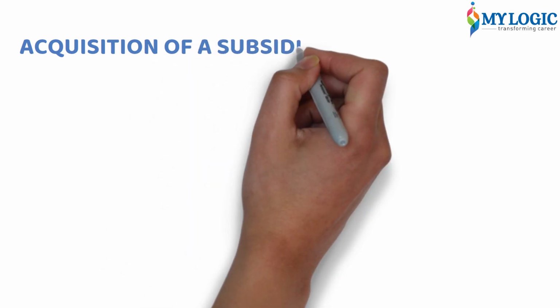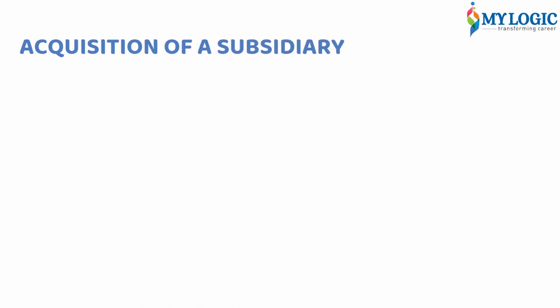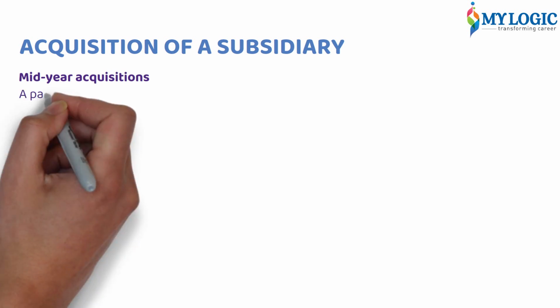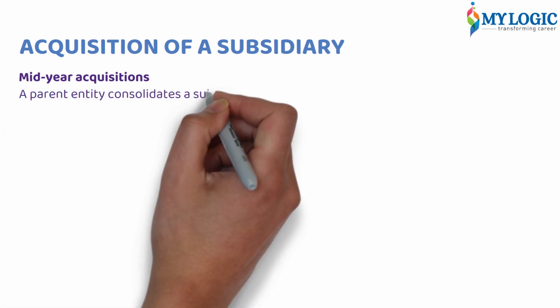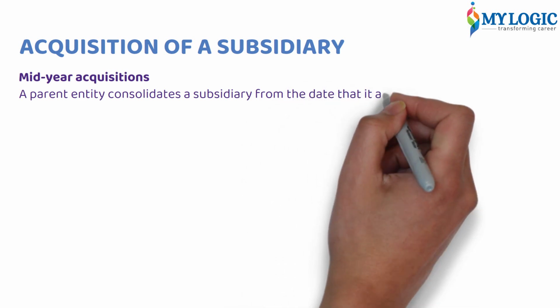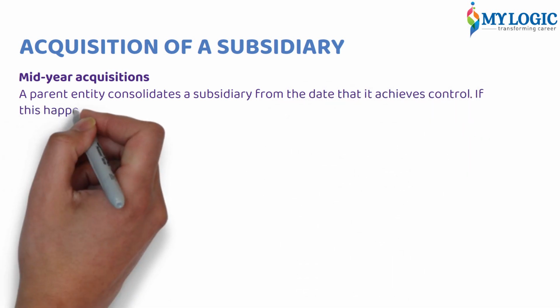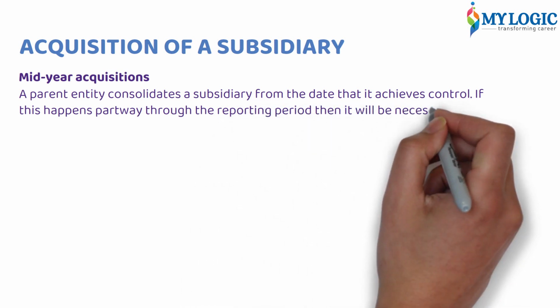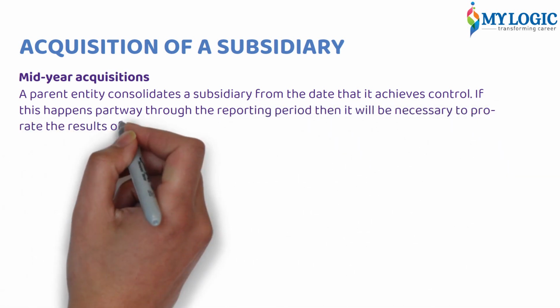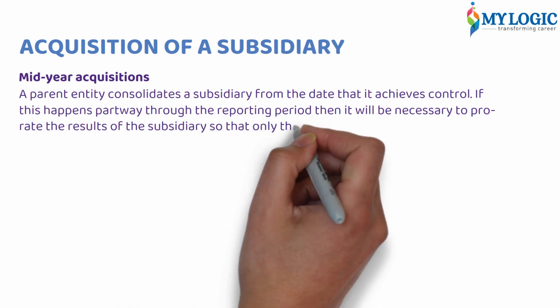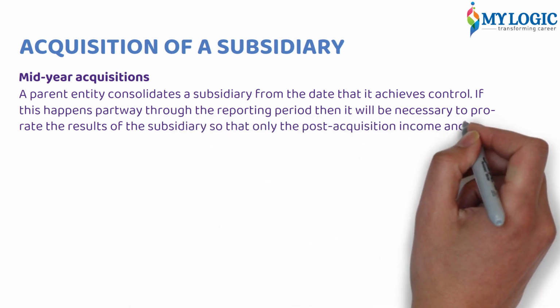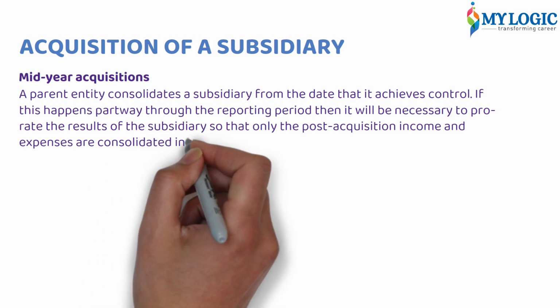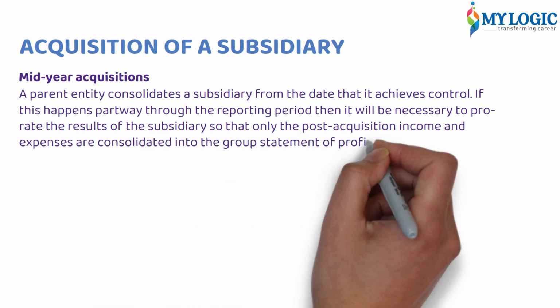Acquisition of a subsidiary. Mid-year acquisitions. A parent entity consolidates a subsidiary from the date that it achieves control. If this happens partway through the reporting period, then it will be necessary to prorate the results of the subsidiary so that only the post-acquisition income and expenses are consolidated into the group statement of profit or loss.